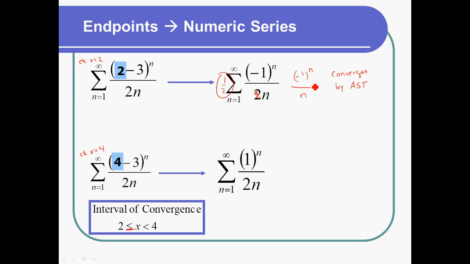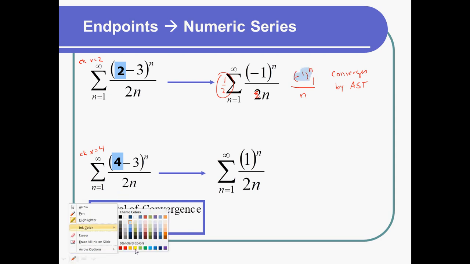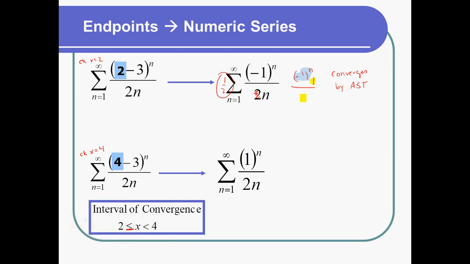My terms alternate because of this negative 1 to the n portion. And then what's left, 1 over n, are all positive decreasing terms that go to 0. So it converges by the alternating series test. However, this series is just 1 over n, which is the harmonic series, harmonic p-series, if you will.